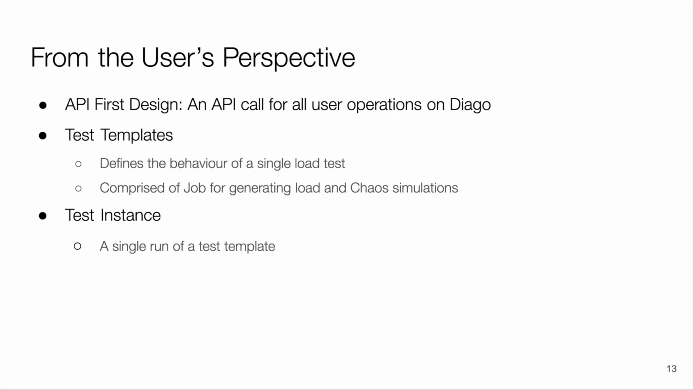We approached our design from a user's point of view. We wanted APIs to be first-class citizens for Diago. Additionally, we defined some constructs, like a test template, which defines what runs as a part of a test, and a test instance, which is a single run of a test.